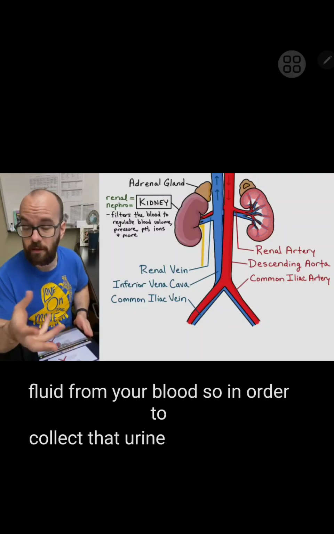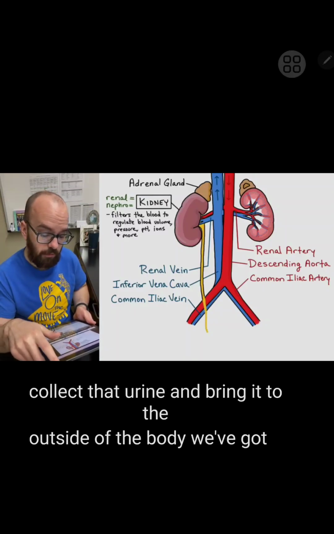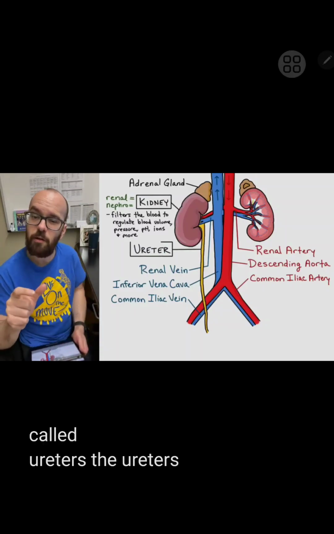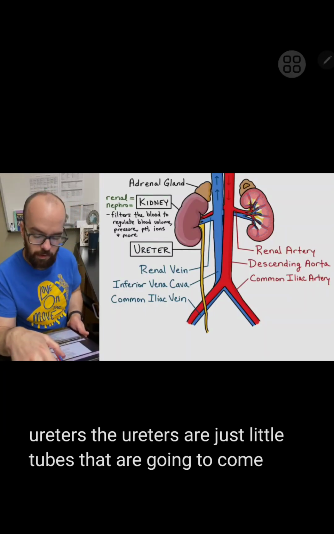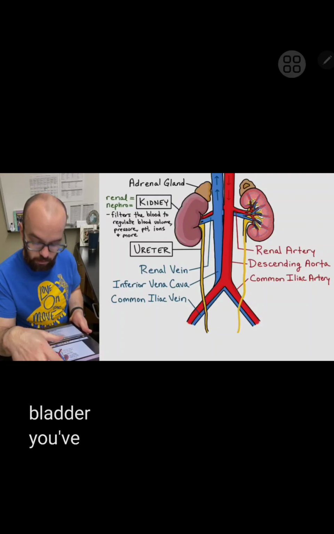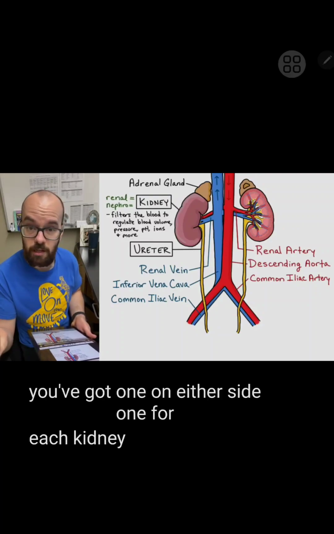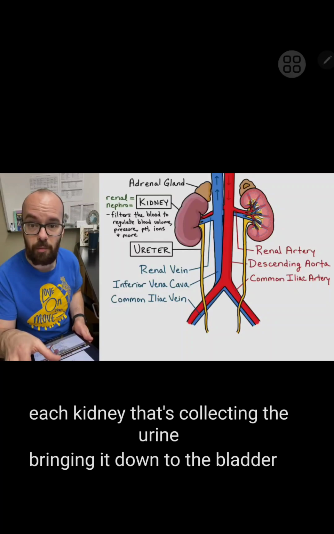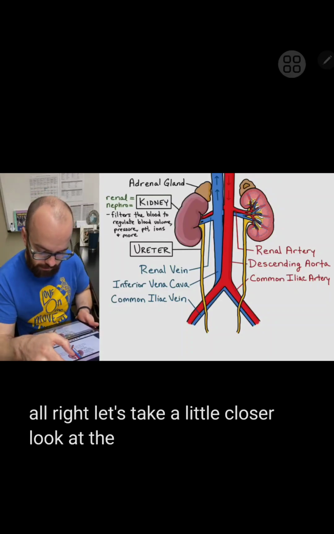So in order to collect that urine and bring it to the outside of the body, we've got things called ureters. The ureters are just little tubes that are going to come from the kidney and travel down to the bladder. You've got one on either side, one for each kidney that's collecting the urine, bringing it down to the bladder. All right, let's take a little closer look at the kidneys here.